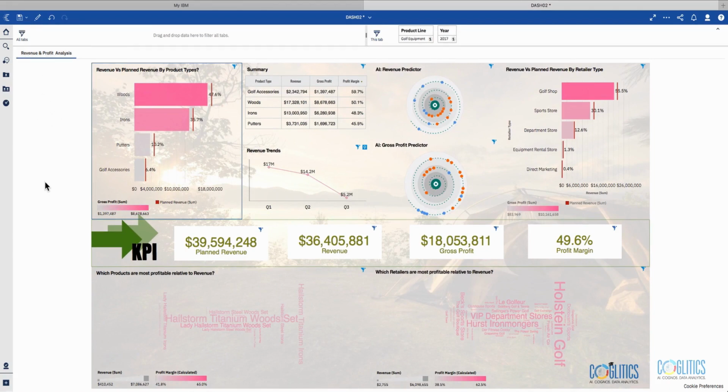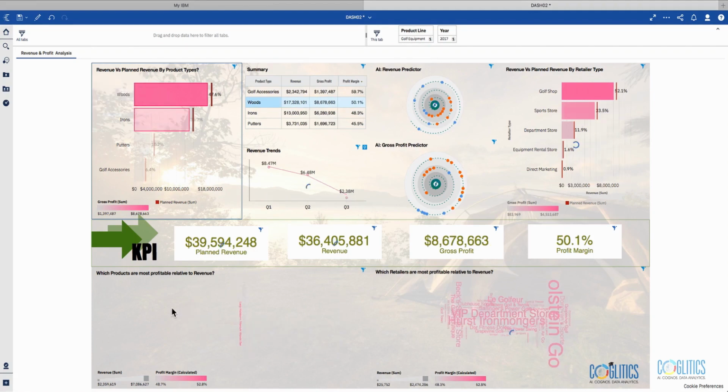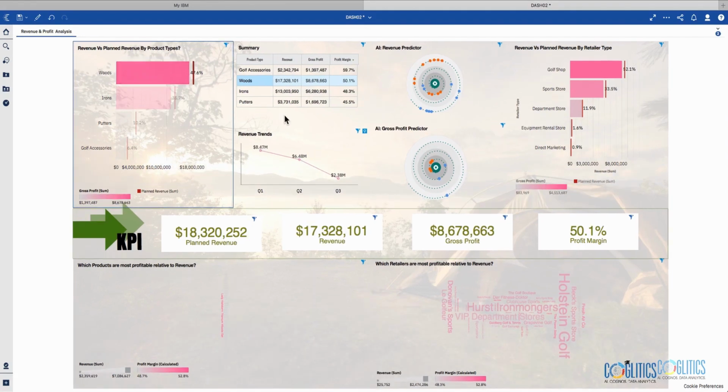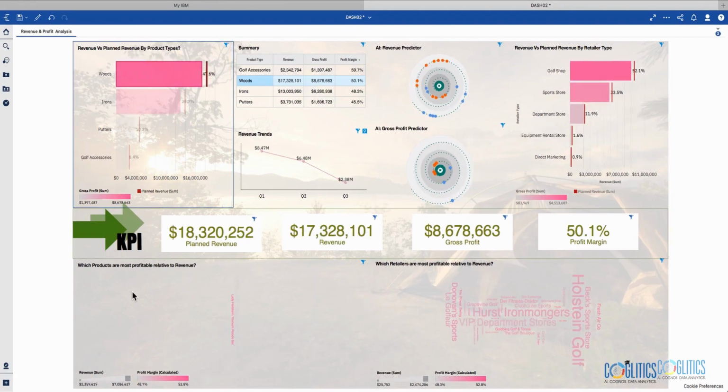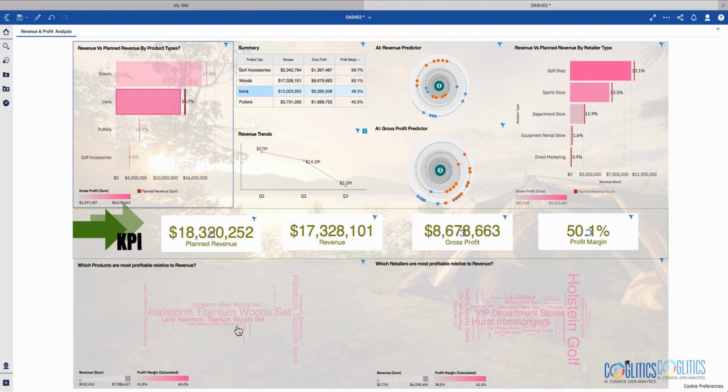We want to look at our product lines, and for each of the product lines, I want to look at the product types. And when I click on a product type, I want to be able to see which of our products is most profitable within each of our product types. We have a word cloud here at the bottom. Depending on what I click on, you see more products.